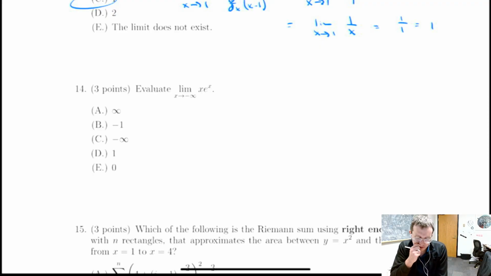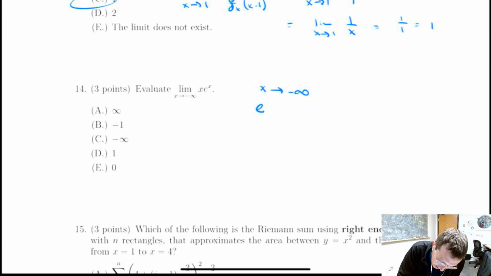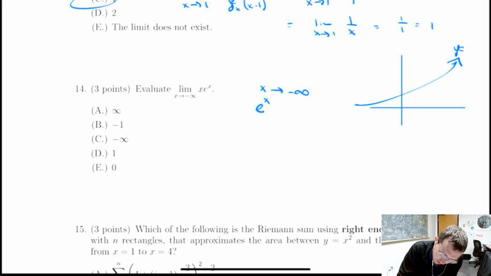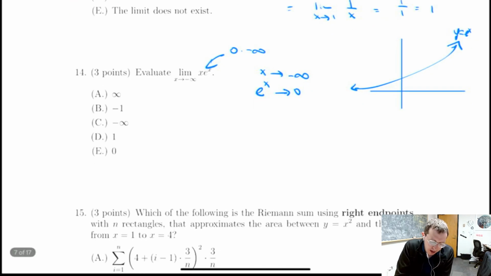Okay. Limit as x approaches negative infinity of x e to the x. The x part is approaching negative infinity. If I think about what the graph of e to the x looks like, as x approaches negative infinity, e to the x is approaching 0. So this is a 0 times infinity, or I guess 0 times negative infinity, indeterminate form.